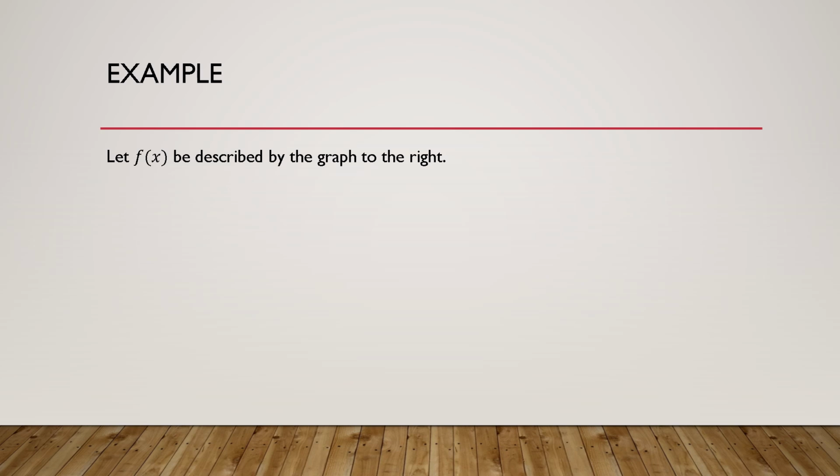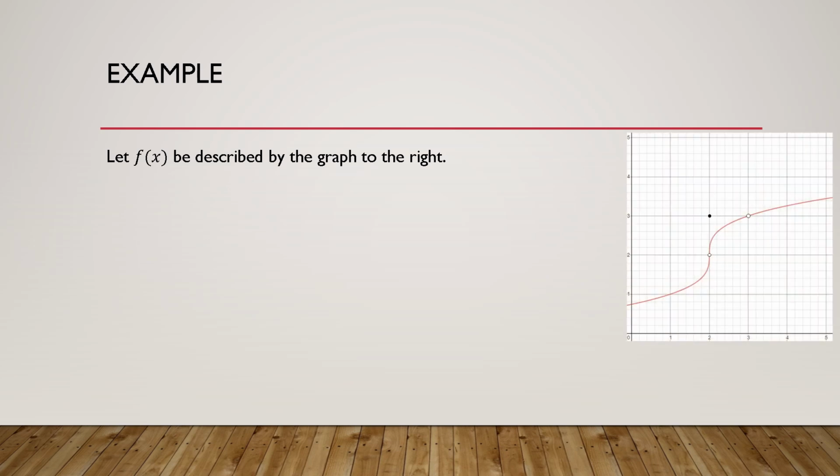The idea of a limit can often be understood better by seeing it on a graph. Let f of x be described by the graph to the right. If we were to evaluate the limit as x approaches 1 of f of x, we look at the graph and observe how the graph behaves as x gets closer to the value of 1 from both sides. In this case, we see that f of 1 equals 1, and as x approaches 1, f of x also approaches 1. Therefore, the limit is equal to 1.